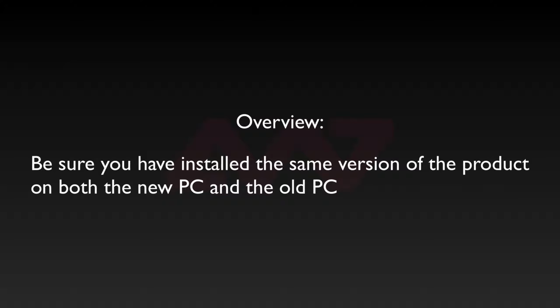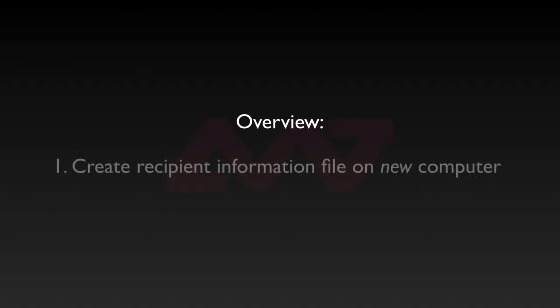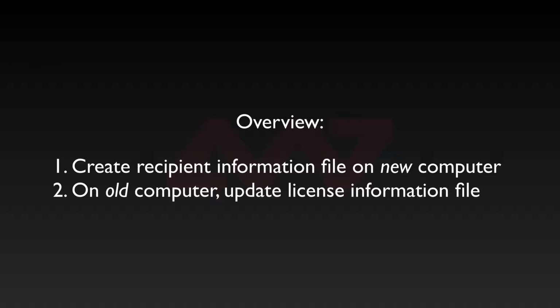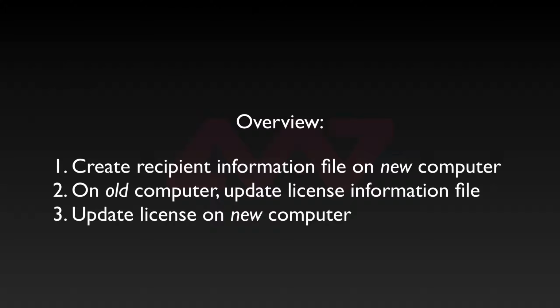As we'll show, to transfer the license, you first need to install the product on your new computer. Make sure the computer you're transferring from and the computer you're transferring to are using the same version of the product. Next, on the new computer, you'll need to run the RUSTMW application and create a recipient information file. This file will be needed on the old computer, so you'll need to copy it to a thumb drive or a network drive, or have some other way to make the file accessible by both machines. Next, you'll need to run the RUSTMW utility on the old computer and add information to the file that was generated on the new computer. Finally, you'll use the newly modified file on the new computer to install the new license.